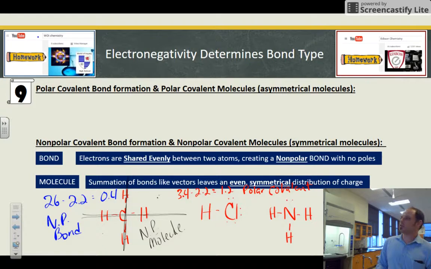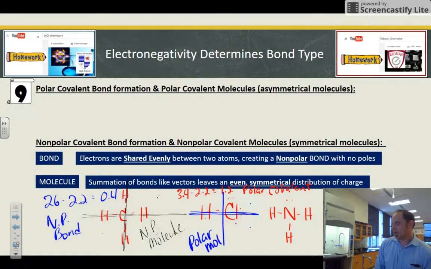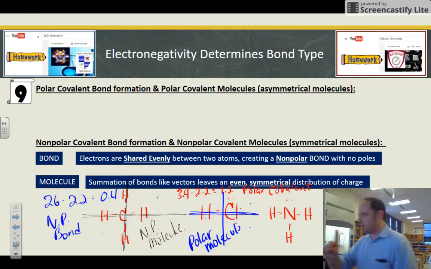So he's going to draw a little symbol. When I cut it this way, is it the same top and bottom? It is. Now, when I cut it this way, is it the same left and right? No, it is not. So now this is a polar molecule. And I want to squeeze a symbol in there.